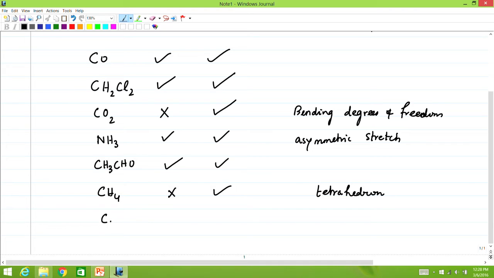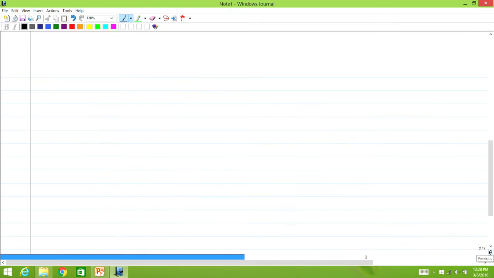Benzene, the same thing. Benzene in its equilibrium structure does not have a dipole moment, therefore it is not microwave active. So, I will write microwave active here, and this is infrared active here. So, benzene does not have a microwave spectrum, but it has many degrees of freedom which lead to IR spectrum.